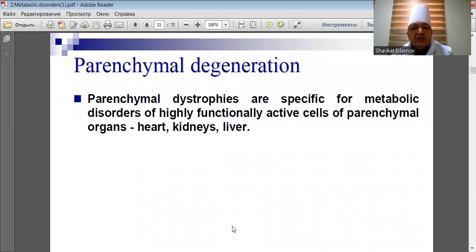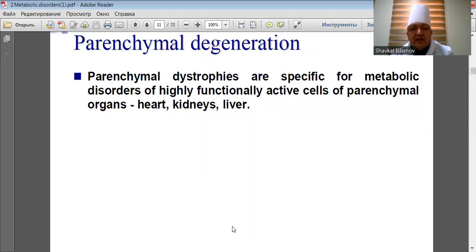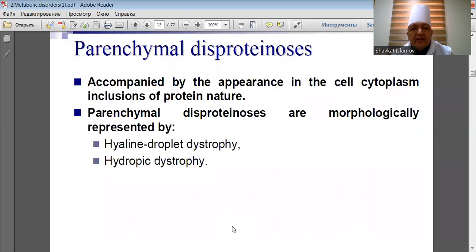Parenchymal degeneration. Parenchymal dystrophies are specific for disorders of highly functionally active cells of parenchymal organs: heart, kidneys, liver. Parenchymal dysproteinosis is accompanied by the appearance in the cell of inclusions of protein nature. Its morphology is represented by hyaline droplet dystrophy and hydropic dystrophy.